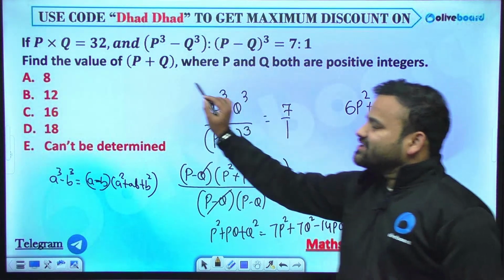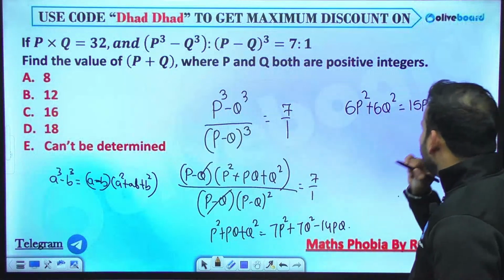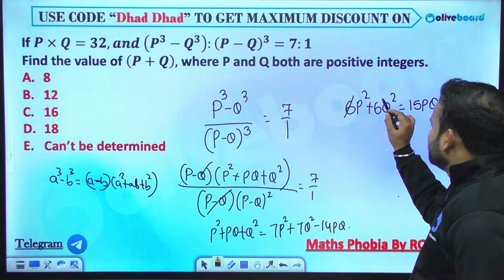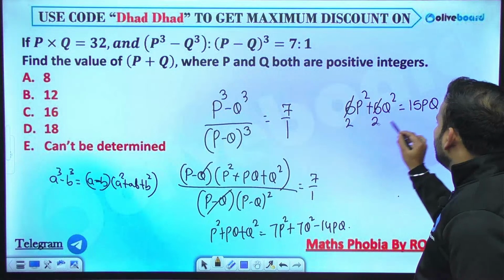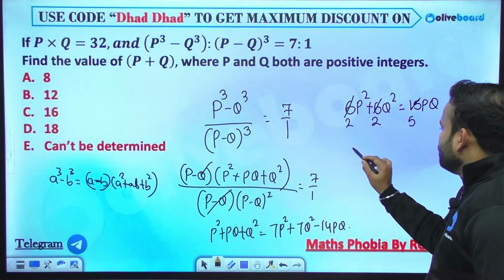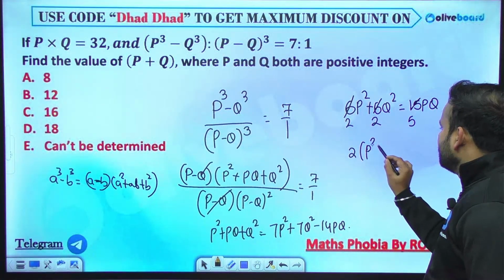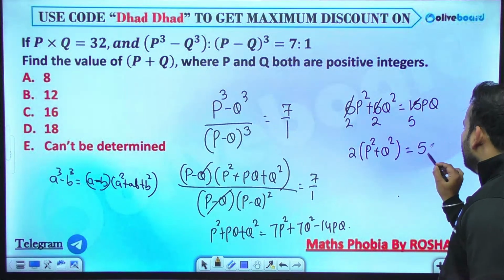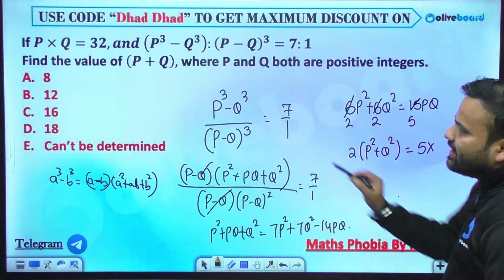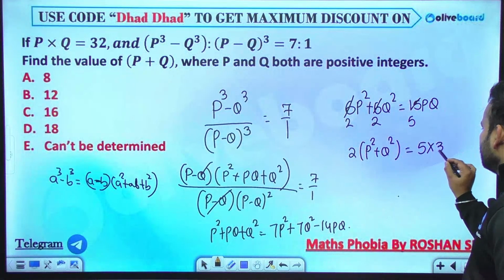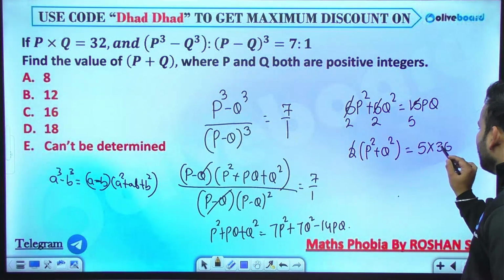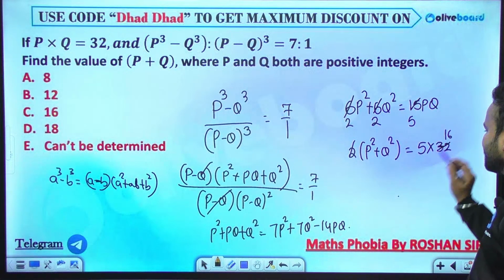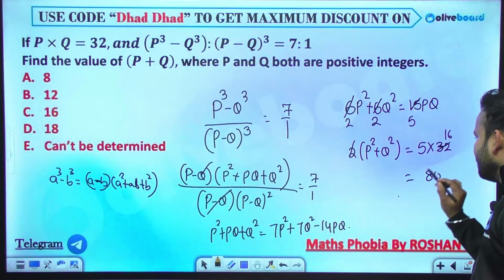Ultimately I need P plus Q. So what do I do? Cancel 3 from this. Take 3 times 2 and 3 times 15. Take 2 common. So we have P square plus Q square is equal to 5 into the value of PQ. The value of P into Q is 32, it's given. So this is 2 times 16, and 16 times 5 is 80. So we have 80 over here.